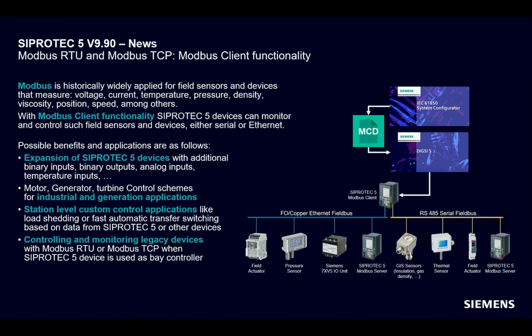Examples of benefits and applications include the following: expansion of SIPROTEC 5 devices with additional binary inputs, binary outputs, analog inputs, temperature inputs, motor, generator, turbine control schemes for industrial and generation applications, station-level custom control applications such as load shedding or fast automatic transfer switching, control and monitoring of legacy devices with Modbus RTU or Modbus TCP.